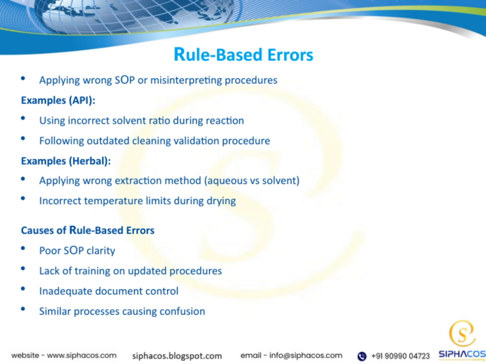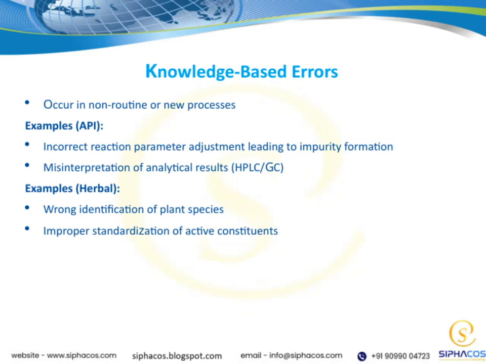Let's talk about knowledge-based errors. These typically happen in non-routine or new processes, where there's less familiarization or experience. For example, in active pharmaceutical ingredients, or APIs, one common mistake is adjusting reaction parameters incorrectly, which can lead to impurities forming.